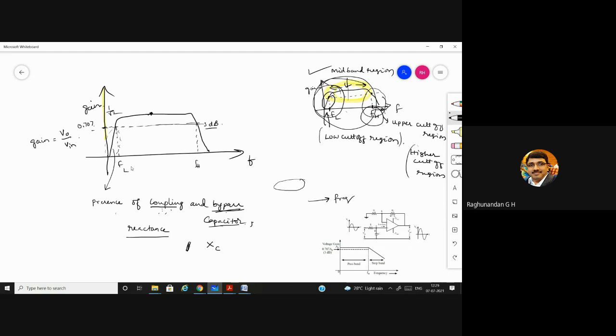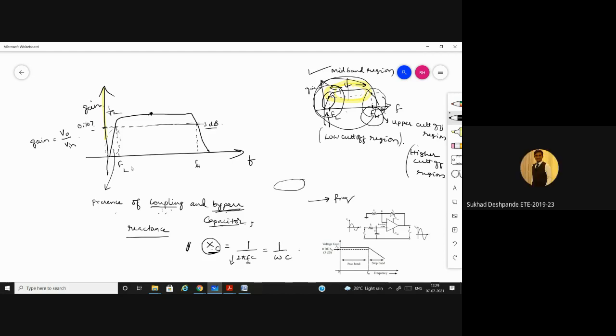What is the formula for XC? 1 divided by 2 pi FC, right? Or 1 divided by omega C. So you can see how reactance and frequency are proportional. Are they directly proportional or inversely proportional? Inversely. They're inversely proportional.